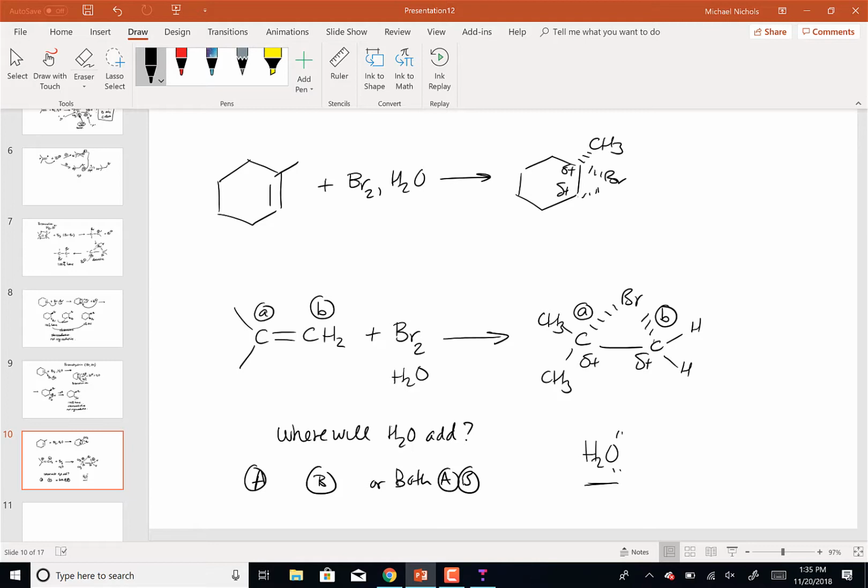So let's talk about this from the standpoint of, let me ask this question. Which carbon, A or B, has the greatest delta positive charge? Hold on. Which carbon has the greatest delta positive charge? And I will give you a minute or so to discuss that with a neighbor.